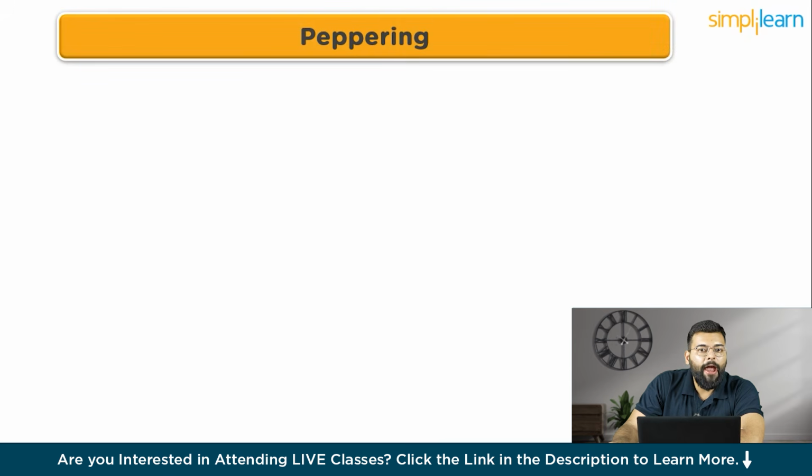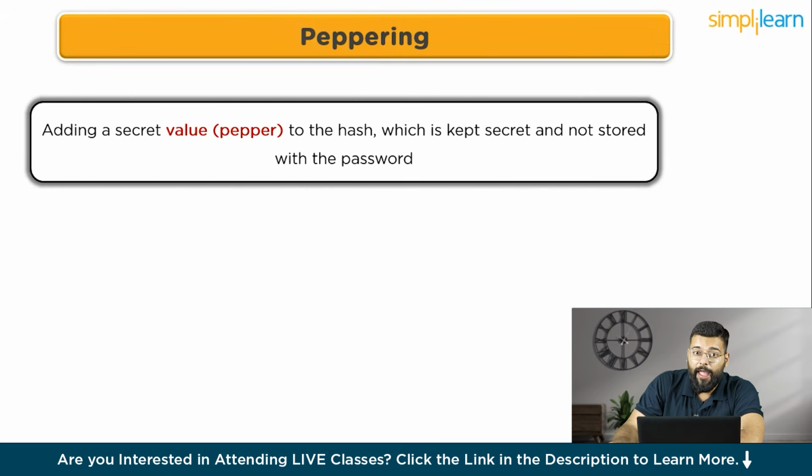Now coming to the next method, that is peppering. This adds a secret value, that is pepper, to the hash, which is kept secret and not stored with the password.